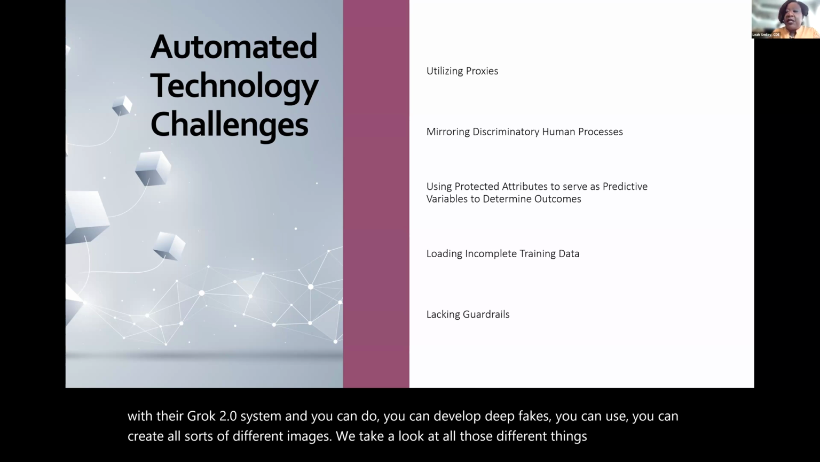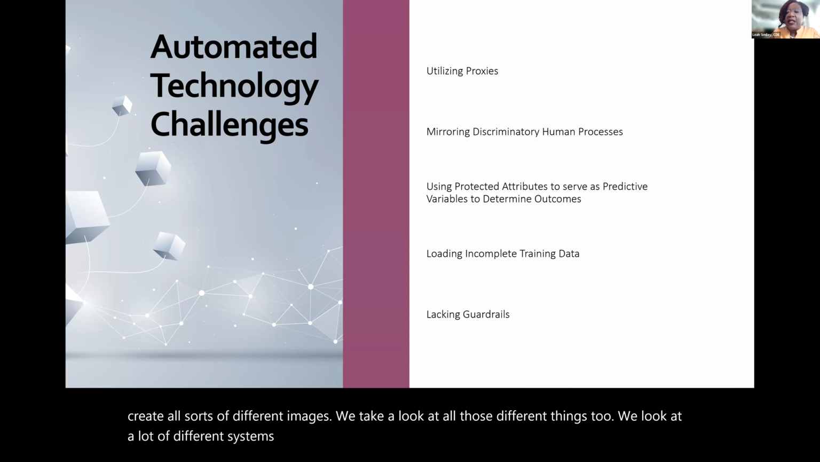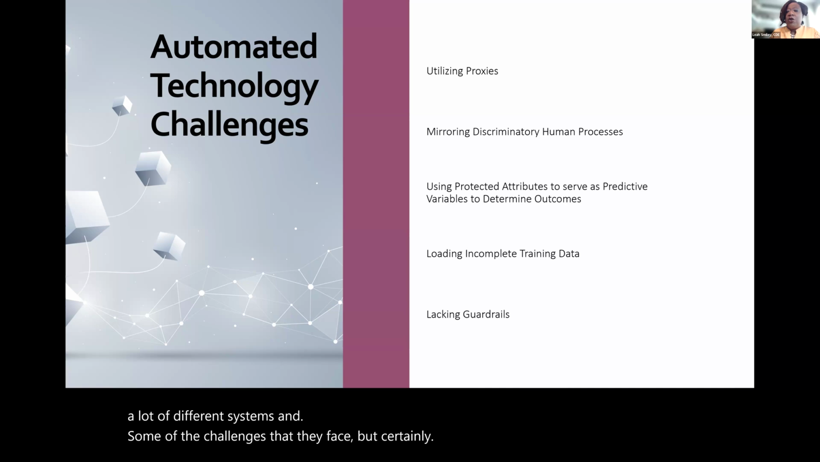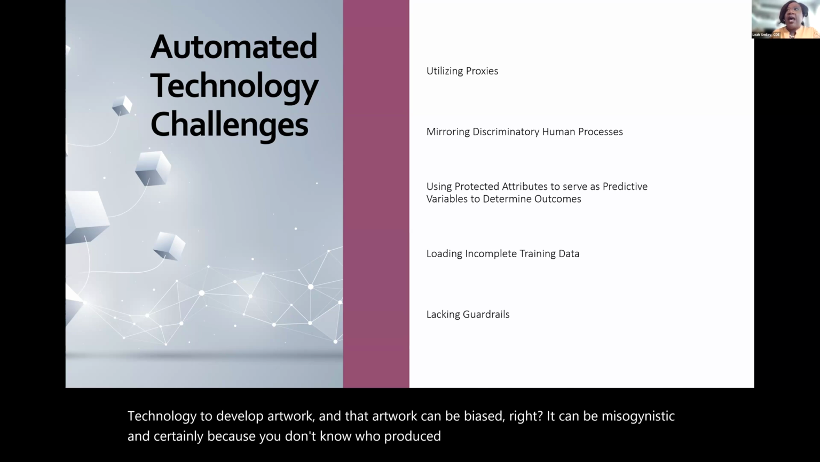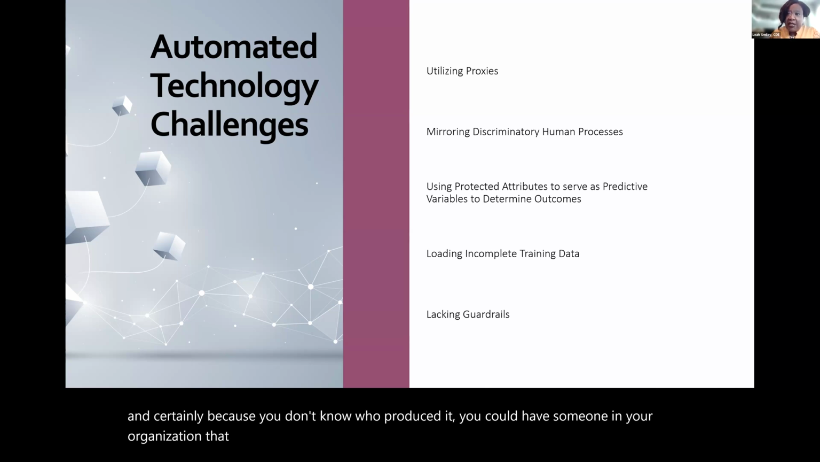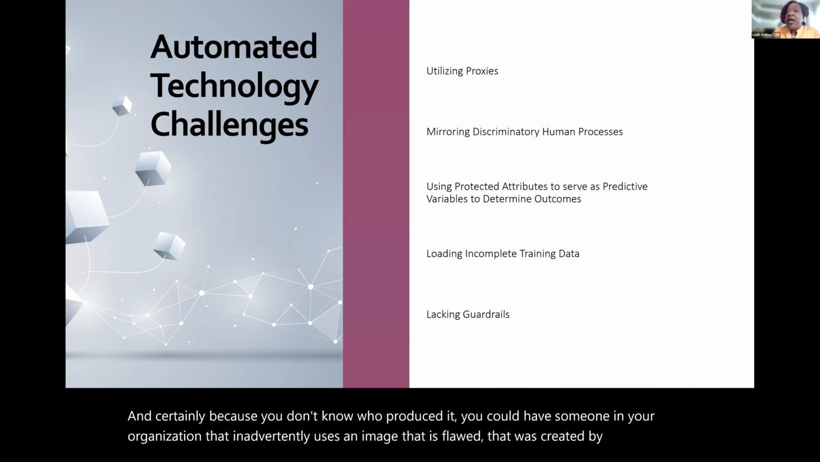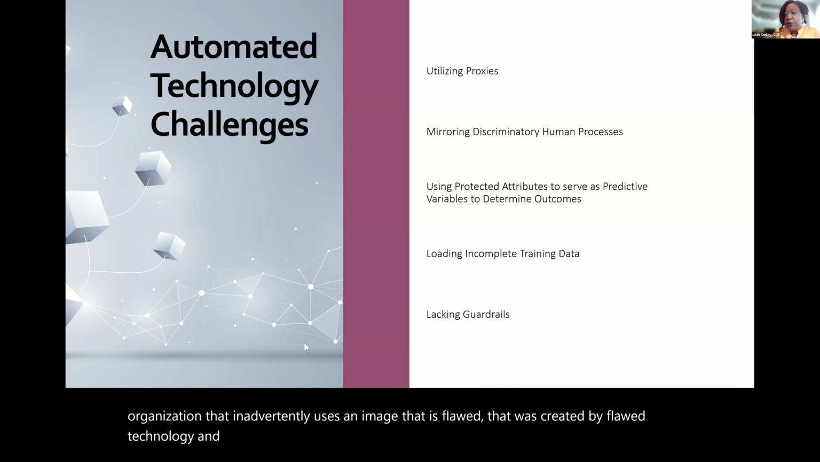We look at a lot of different systems and some of the challenges that they face, but certainly you can use technology to develop artwork, and that artwork can be biased, right? It can be misogynistic. And certainly because you don't know who produced it, you could have someone in your organization that inadvertently uses an image that is flawed, that was created by flawed technology, and ultimately it can produce a lawsuit.